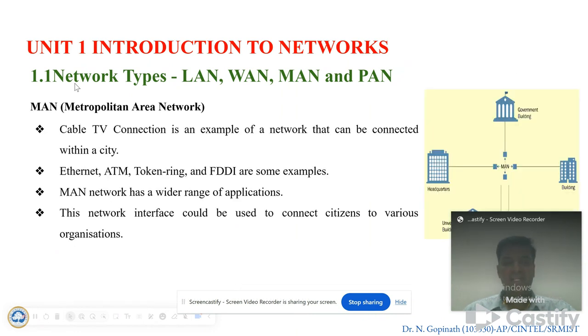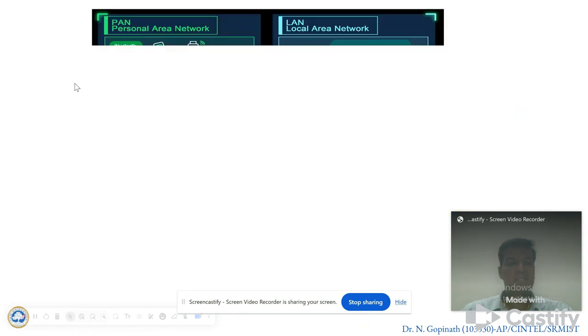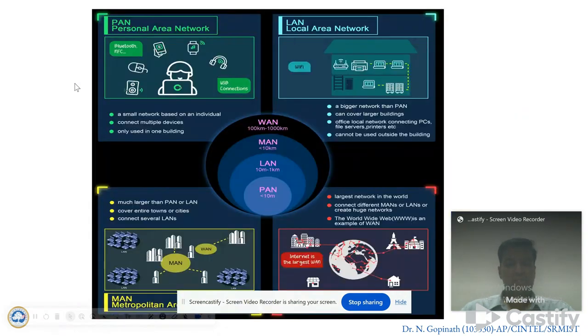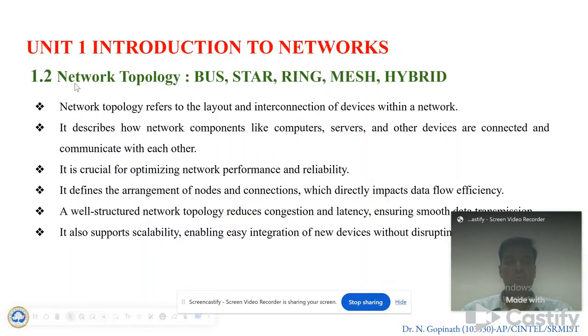And the last category is a MAN. Cable TV connection is an example of a network that can be connected within a city. Ethernet, ATM, token ring and FDDI are some of the examples. MAN network has a wider range of application. This network interface could be used to connect citizens to various organizations. So here is a diagrammatic representation of the types of networks.